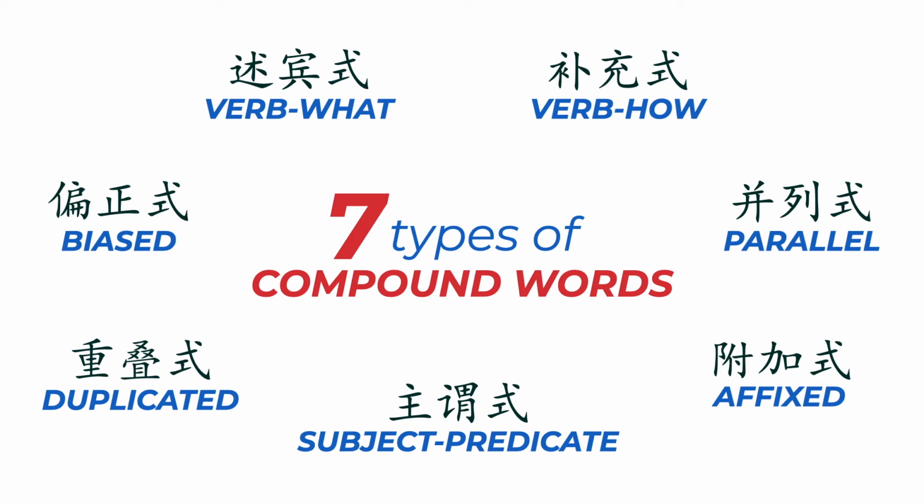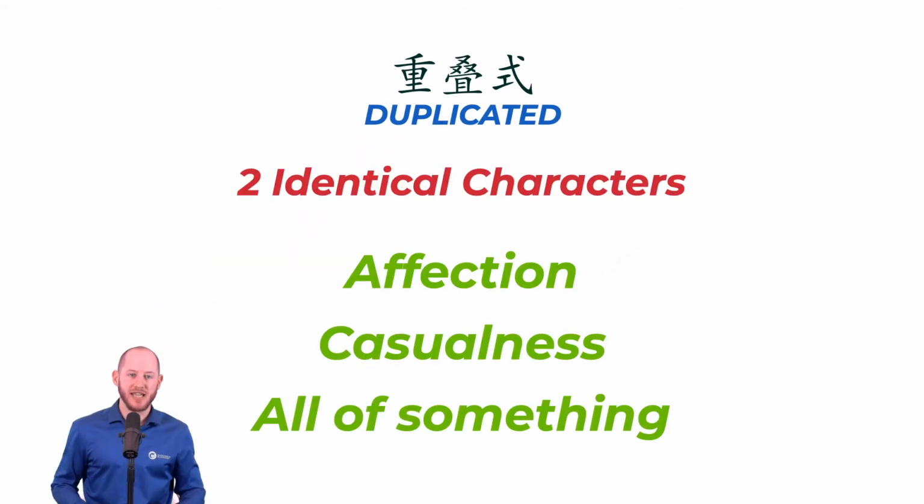Welcome to part 6 of Mandarin Blueprint's 8-part series on compound words, and just words in general, and how they're structured in Chinese. In part 1, we covered everything that isn't the compound words, and we've covered the top 4 so far: biased verb, what, verb, how, and parallel. Today, we're going to cover duplicated words.